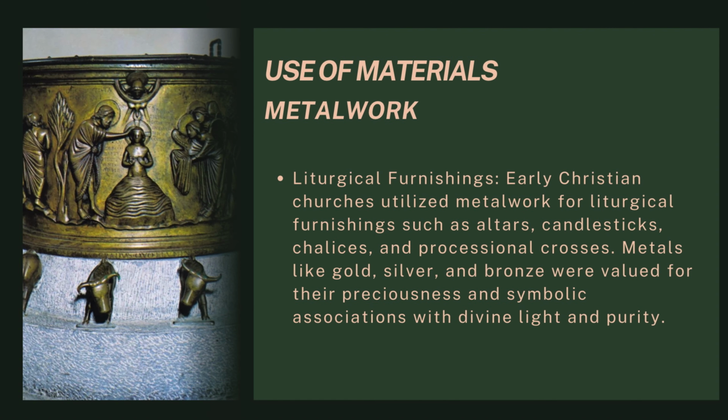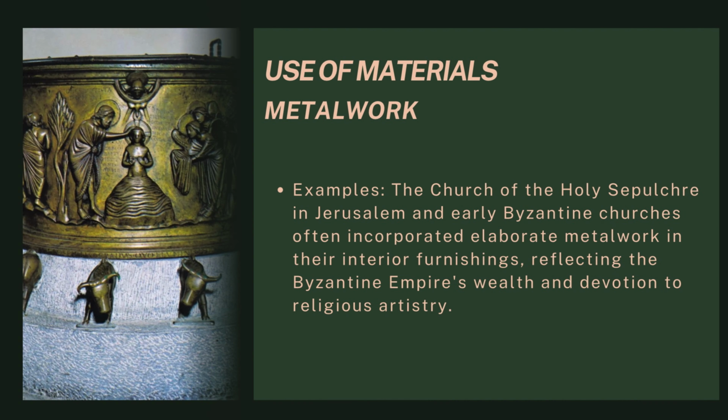Fourth one is the metalwork. Liturgical furnishings. Early Christian churches utilized metalwork for liturgical furnishings such as altars, candlesticks, chalices, and processional crosses. Metals like gold, silver, and bronze were valued for their preciousness and symbolic association with divine light and purity. Examples: the Church of the Holy Sepulchre in Jerusalem and early Byzantine churches often incorporated elaborate metalwork in their interior furnishings, reflecting the Byzantine Empire's wealth and devotion to religious artistry.